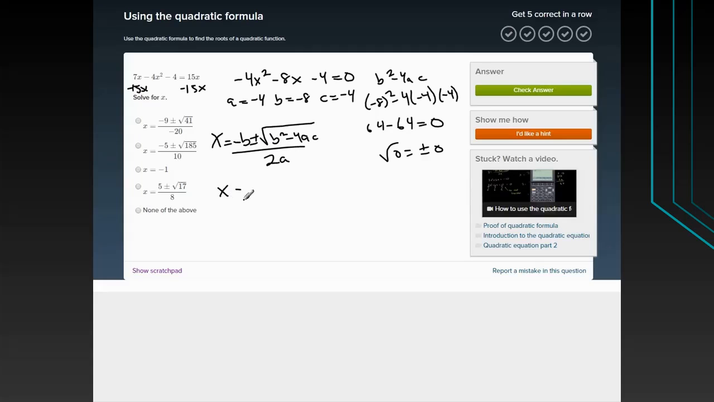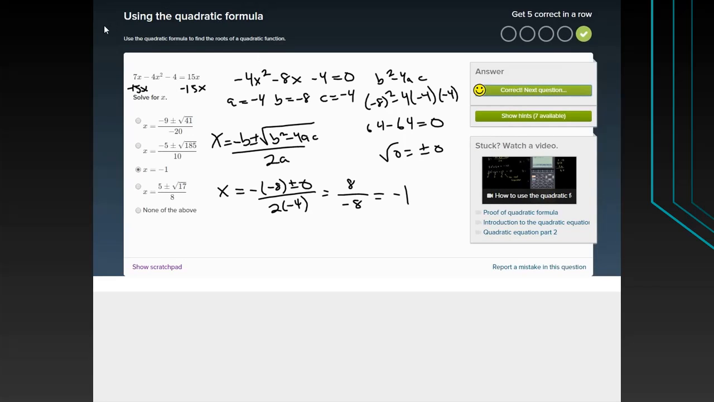So really all I have left to do is the negative 8 plus or minus 0 all over 2 times negative 4. So 2 negatives make a positive, so I have an 8 on the top. I have a negative 8 on the bottom, and plus or minus 0 I don't have to worry about. So my answer is negative 1. So in this problem, my answer is x equals negative 1. So we'll select that answer and click check answer, and it is the correct answer.